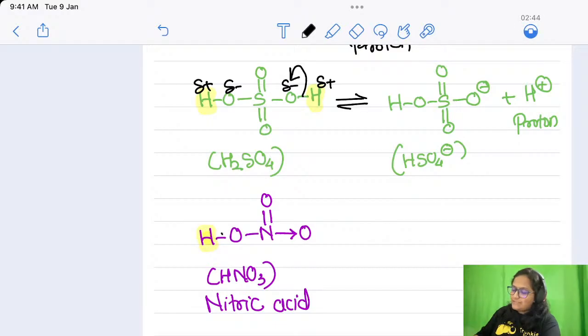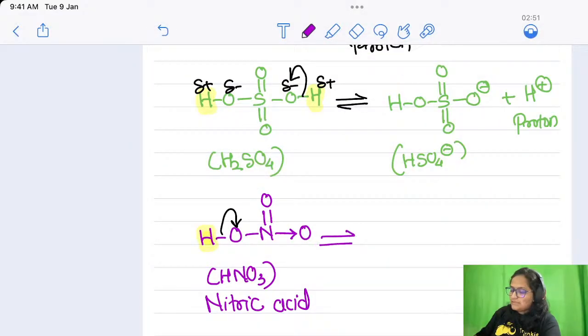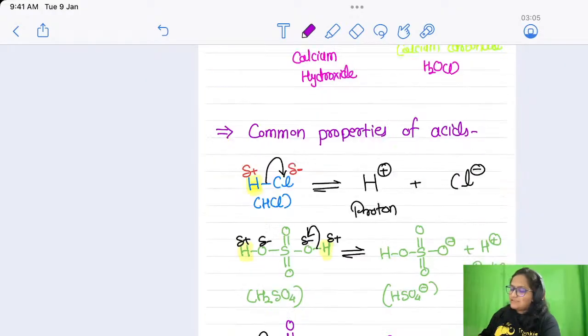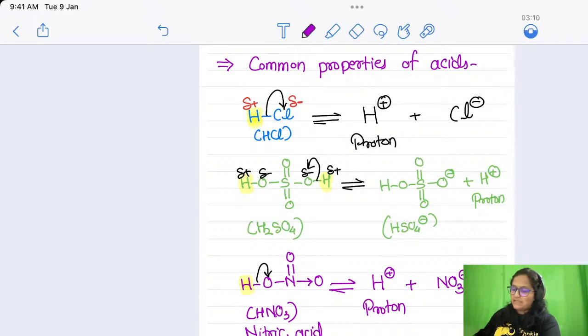Now again in case of HNO3 also, oxygen negative, hydrogen positive, and hence after the reaction, H will be detached as H plus, and NO3 minus ion. NO3 minus ion is called nitrate ion, but our focus is on proton. So in all these three reactions, if you can see, there is H plus. In all of them H plus is present. H plus is nothing but the proton, right?